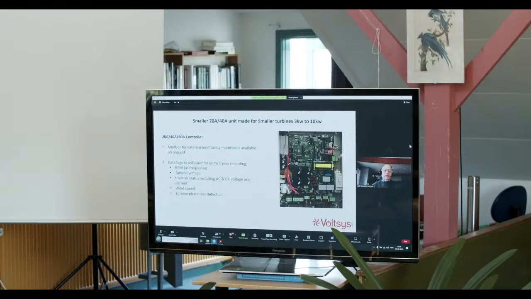The controller also has a Modbus for external monitoring, and it has a micro SD card inside it that data logs once per second, but it can also provide that information via Modbus. It stores or transmits the RPM of the turbine, the voltage, the inverter status, including the AC and DC voltage and current, and its fault state. If an anemometer is connected, it can also record the wind speed.